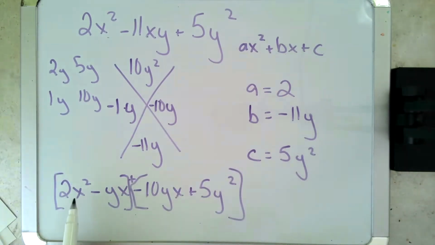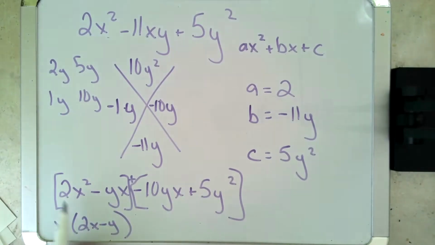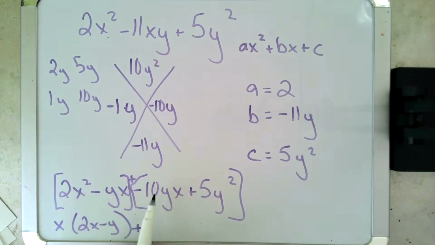So these first two terms plus these last two terms. The greatest common factor of my first two terms is an x. So I pull an x out, leaving me with 2x from my first term and minus y from my second term. Plus, now the greatest common factor, because this leads with a negative, I want to pull a negative out of both terms. So I can see there's a 5 common to both and a y common to both, and I'm going to choose to pull out negative 5y.